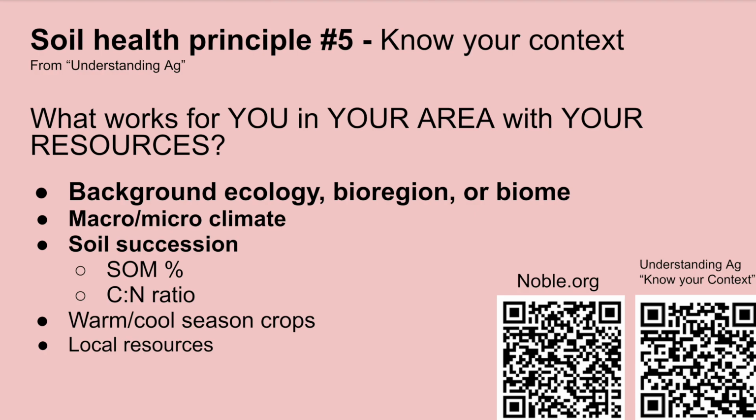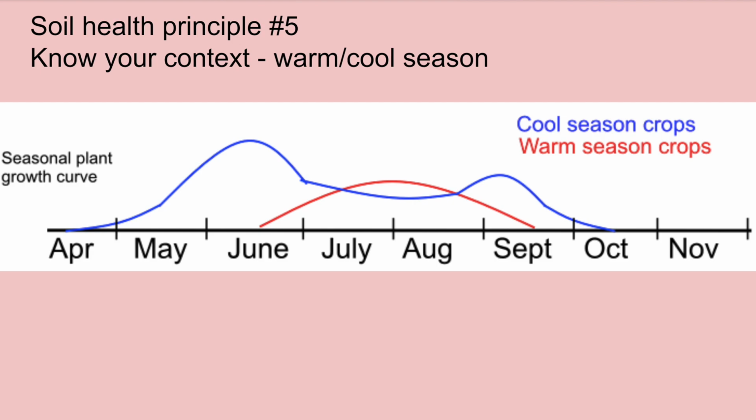The next considerations are warm and cool season crops. Here's a look at what my seasonal plant growth curve looks like. In my context, I can almost exclusively grow cool season crops throughout the entire growing season, as hot spells are rare and short-lived. My climate is tempered by Lake Superior. Warm season crops can be hit or miss, and they can't safely be planted until June 1st, which leaves 4 weeks prior when cool season crops could be growing. That's a long time to not be growing something.